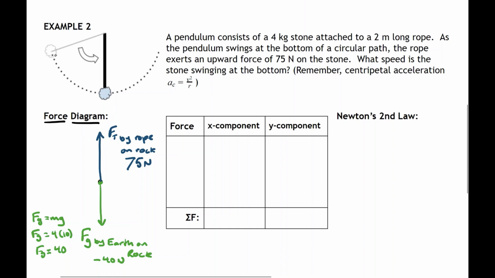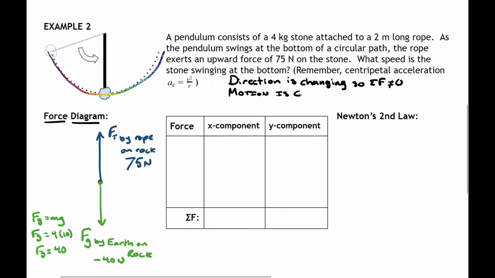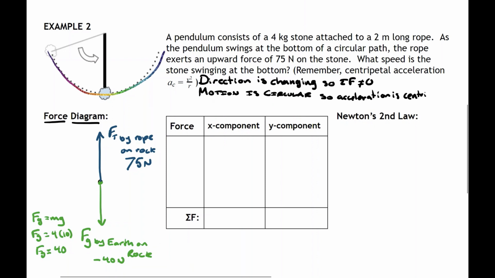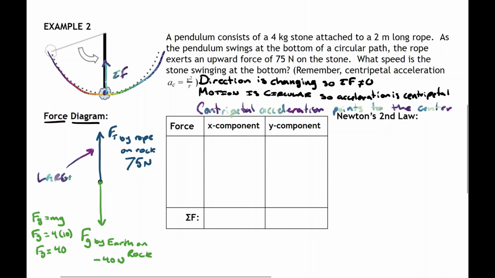Because this object is undergoing circular motion, the rock swings in a circular path. So we know the direction is changing, which means the net force is not zero. The motion is circular, so there is centripetal acceleration. Centripetal acceleration means the acceleration points towards the center, same as the net force. That means our net force should point upwards, because that's towards the center of the circular motion, which means this force of tension should be larger.